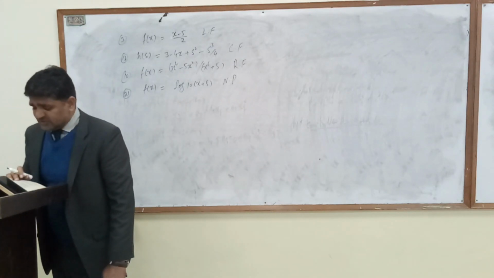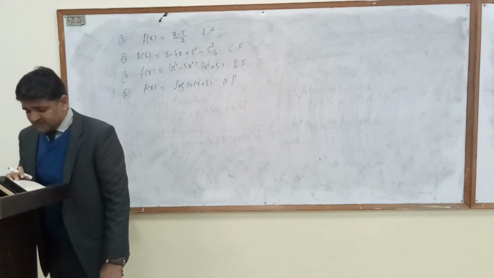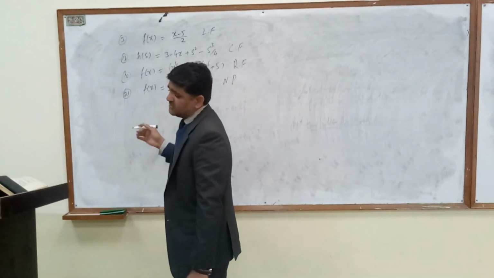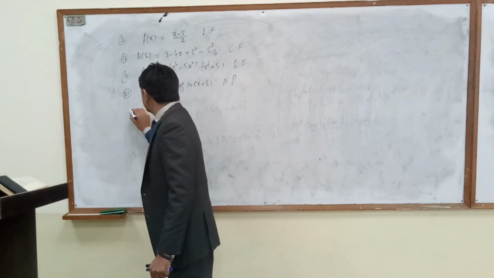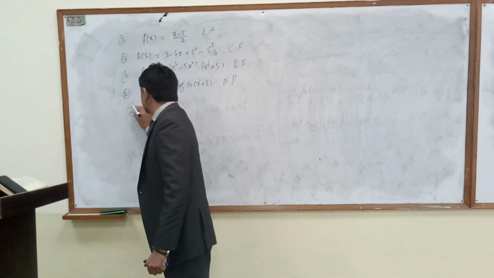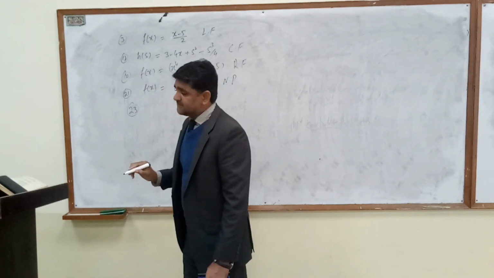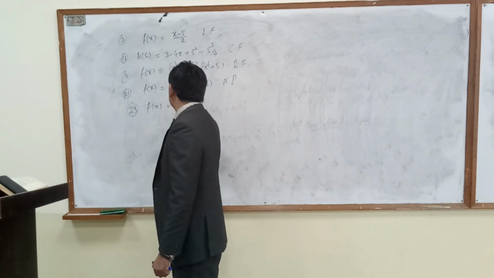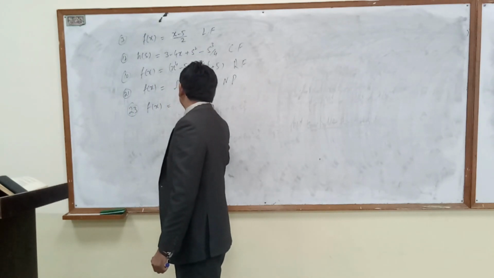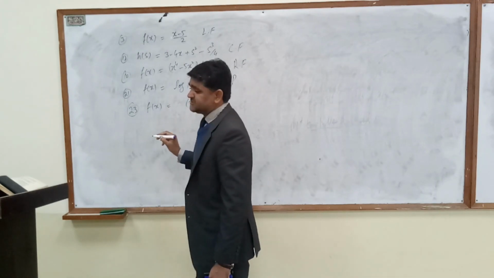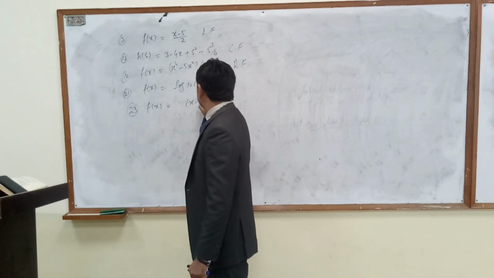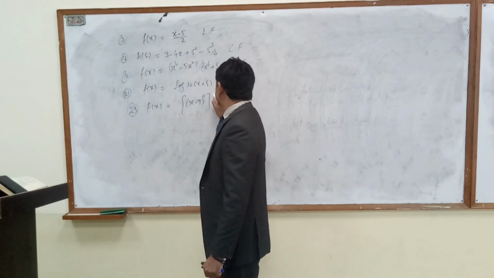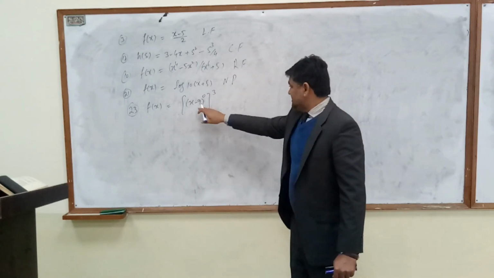Question number 23, question number 24, they are the same. Whatever you want, we can make a practice. For example, question number 23. What is question number 23? F of x is equal to x minus 9 raised power 0 whole power 3. So first we can solve it.